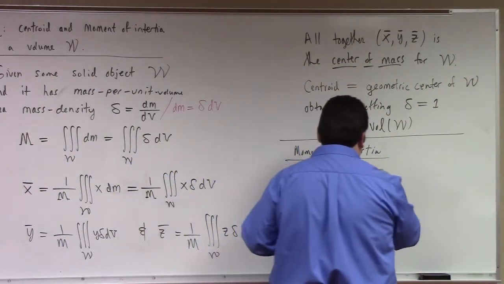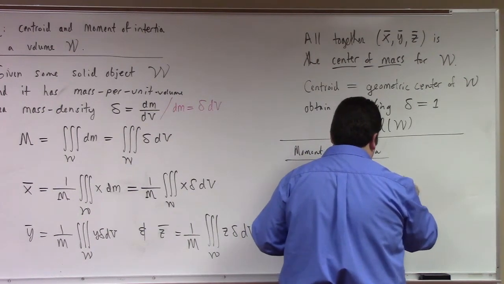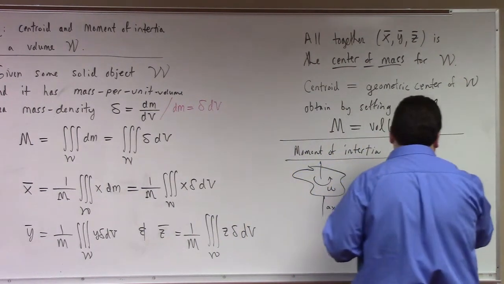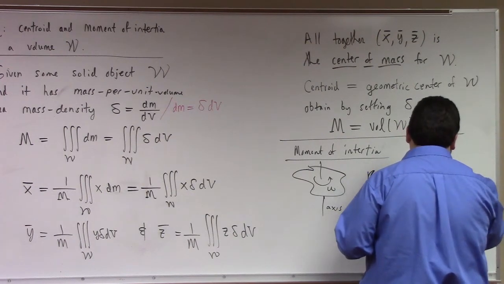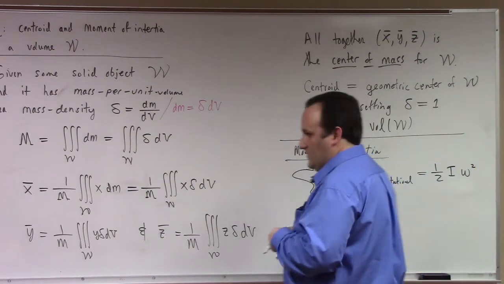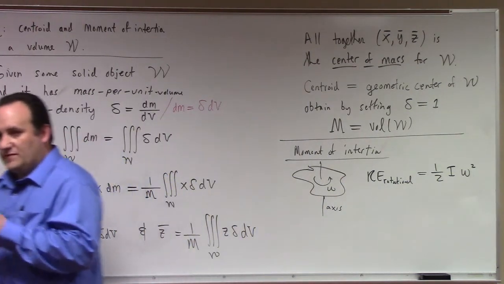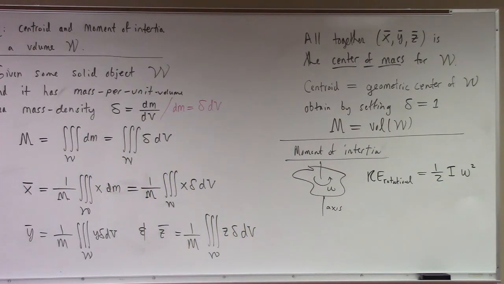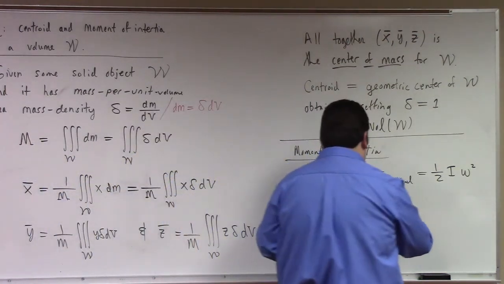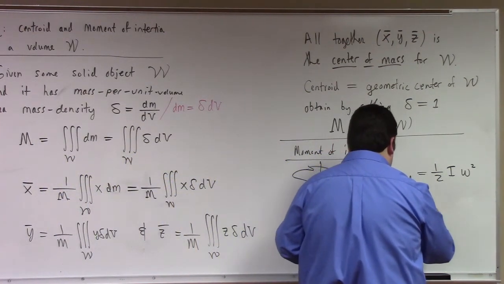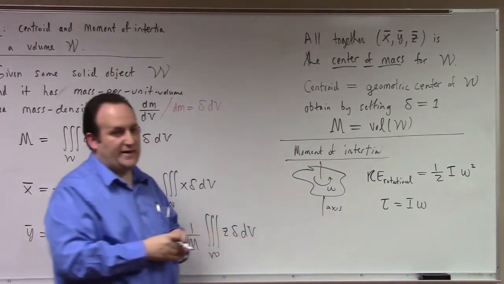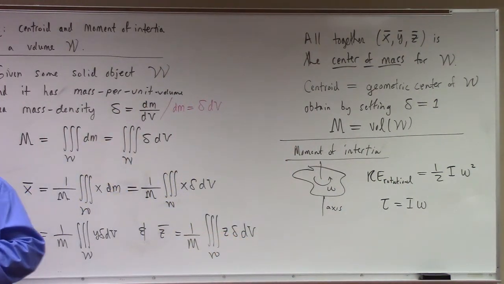The rotational kinetic energy is equal to 1/2 I omega squared. So moment of inertia for a solid has to do with rotational kinetic energy. It plays the analog of mass for rotational kinetic energy. There's also a formula that the torque is equal to I omega. So just like force is equal to mass times velocity, the moment of inertia for rotational physics is analogous to mass for linear physics, right?